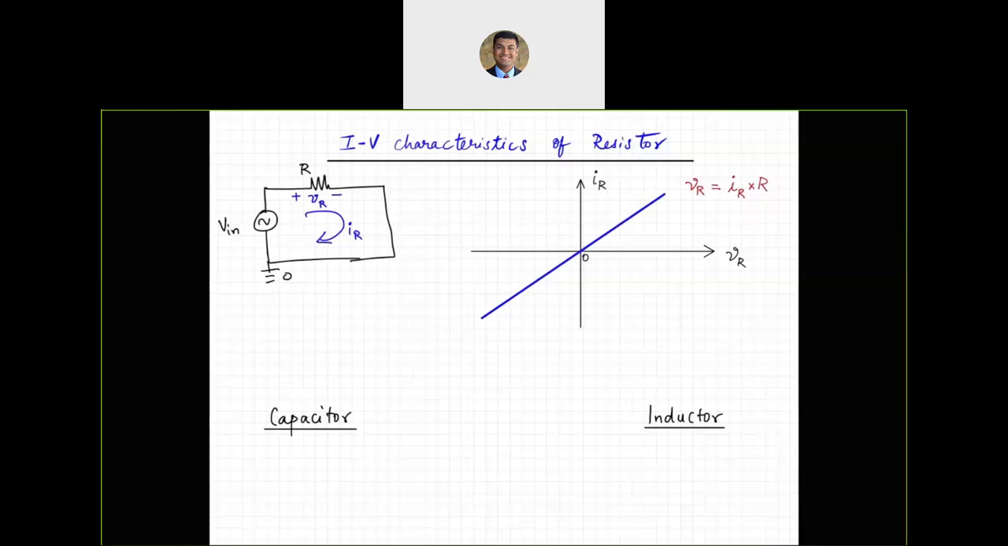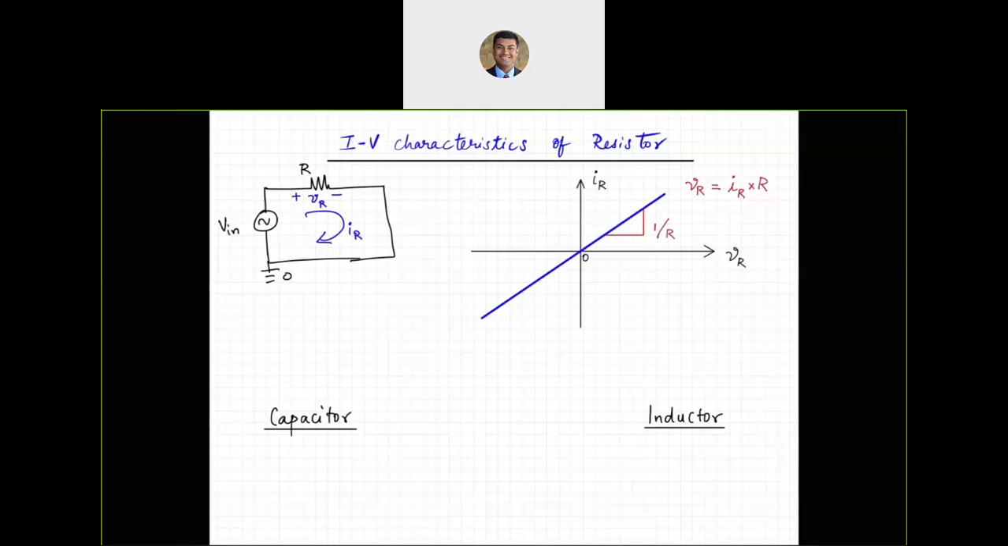We can also figure out what the slope of this line is going to be. Because we know the relationship is V equals IR, and we are plotting VR on the X and IR on the Y, the slope of this line should be 1 over R, the value of the resistor itself. So that's the current voltage characteristic of a resistor, a linear relationship based off of Ohm's law. We can also get a glimpse of the IV characteristic of the capacitor and the inductor, which we have studied earlier in the semester.